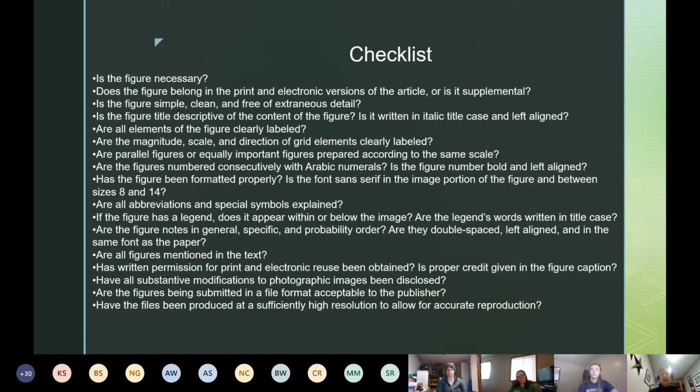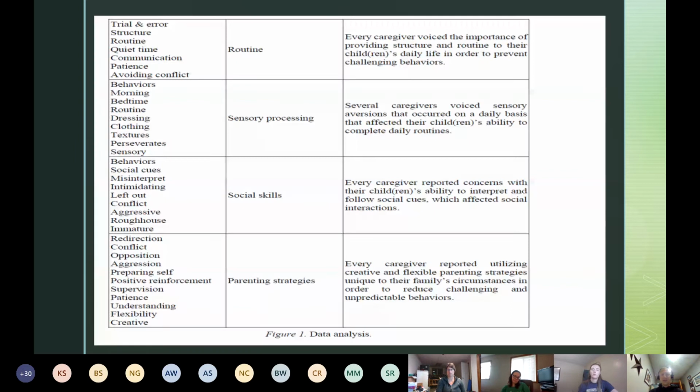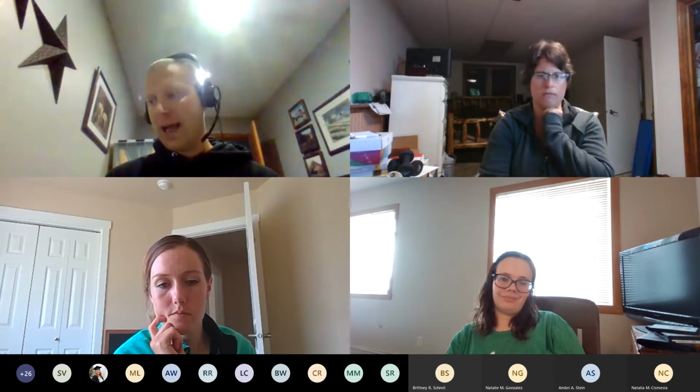So again, I just created this in a Word document. I thought that was probably the easiest. You'll see everything is left aligned so that it's nice and clean. My codes are left aligned, my categories are left aligned, and my themes are left aligned. So that is just another example of themes, how I got to those themes, another example of a figure, if you will, and some checklists of how to format a figure for your analysis. Are there any questions about that?